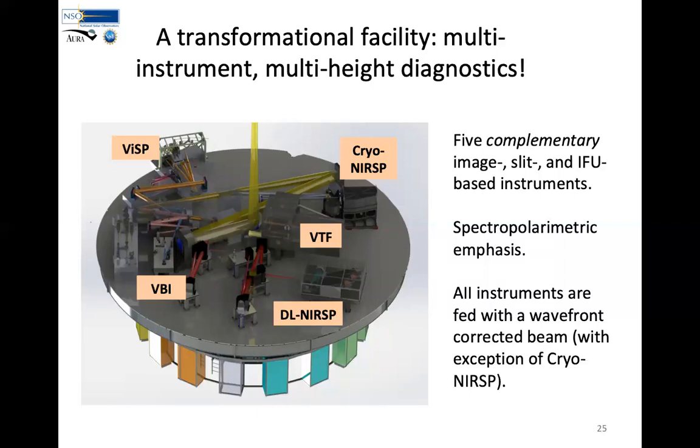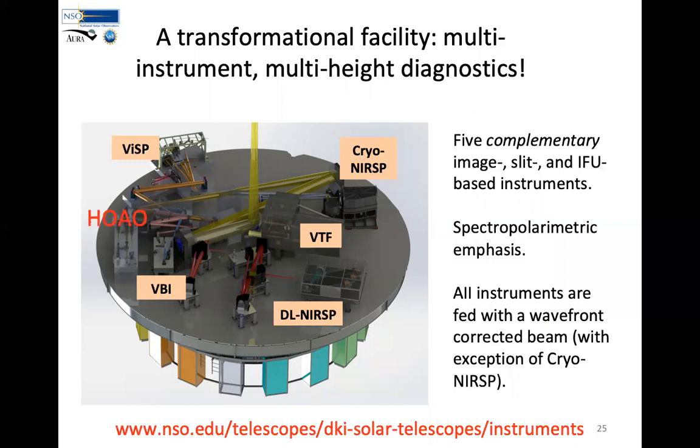They are complementary in the sense that there is a mix of wavelength coverage, of ways to look at the sun, and so on. Certainly, there is an emphasis on polarimetry. That was one of the big priorities of the telescope itself. And since you've done a lot of things about adaptive optics during this, all the instruments apart from one, which is the Cryo-NIRSP here, are not fed by the AO system.